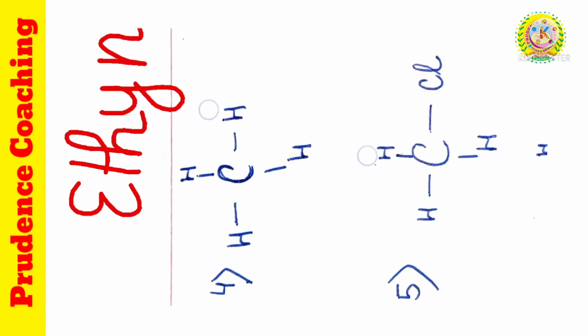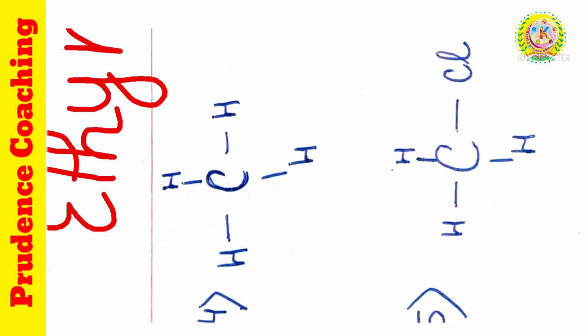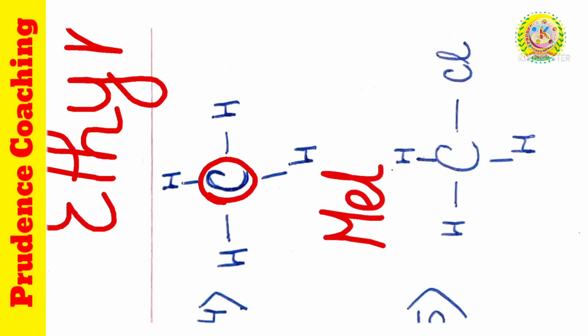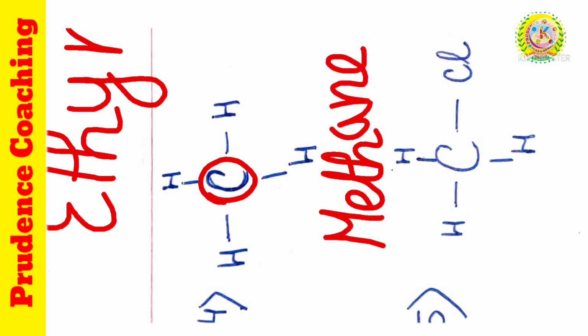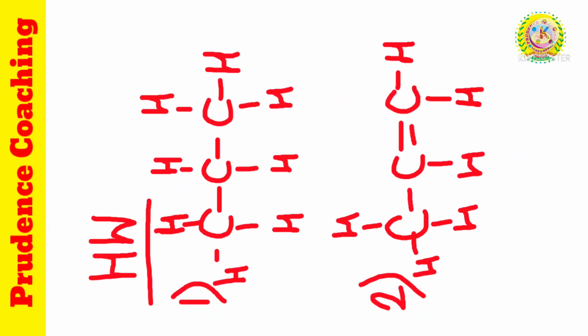Now let us move on to number 4. So here as you can see only one carbon is there. So one carbon means meth. So we will use the prefix meth. After this you will find that all the bonds are single covalent bonds. So we will use ane. So here our answer will be methane.